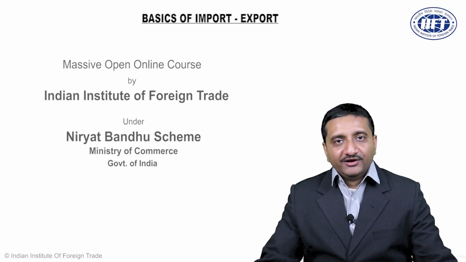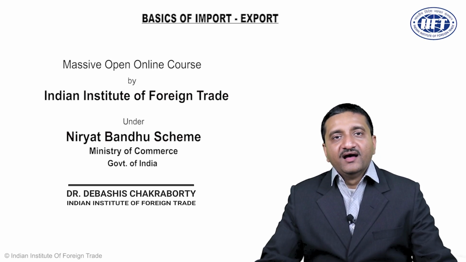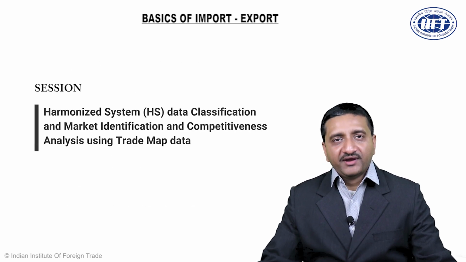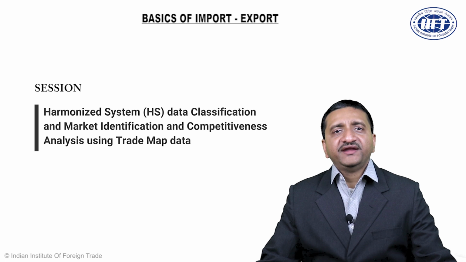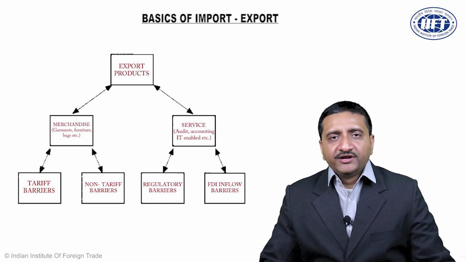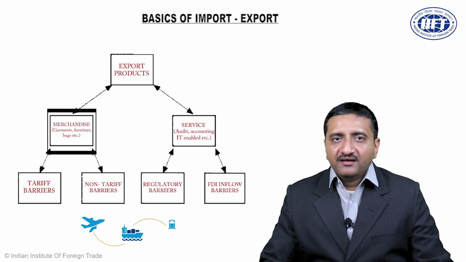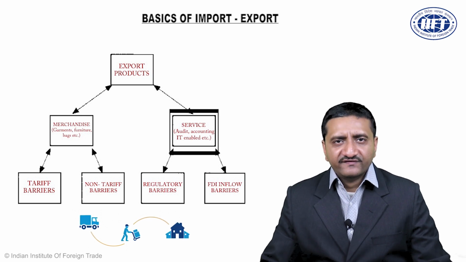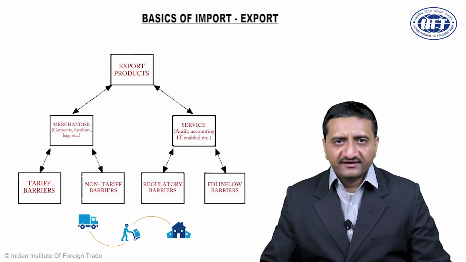Hello friends, today we are going to talk about the trade barriers that might be there when you are trying to export your product to the country you have already identified. When you are exporting, you might be exporting two types of products. It might be a merchandise product, say garments. It might be a service, which can be audit and accounting service, or an IT enabled service.